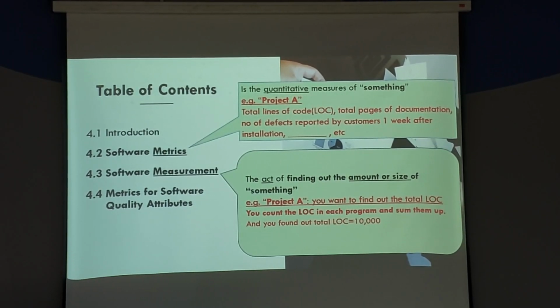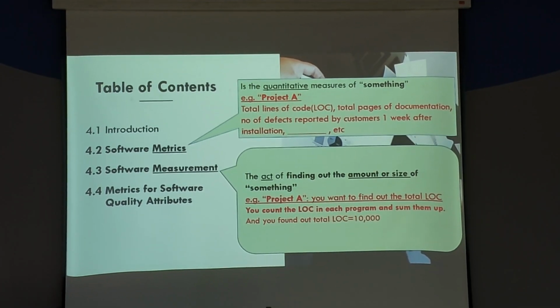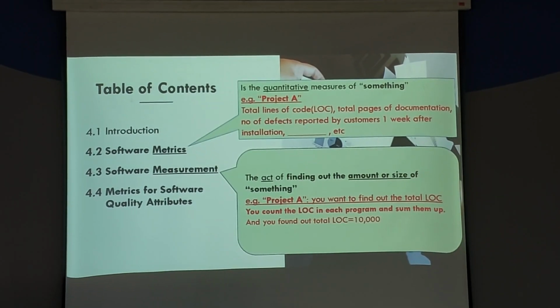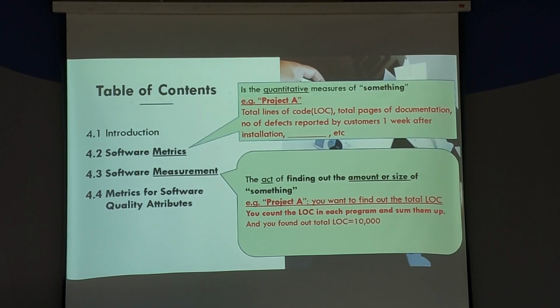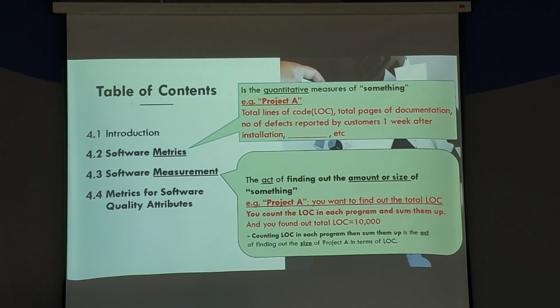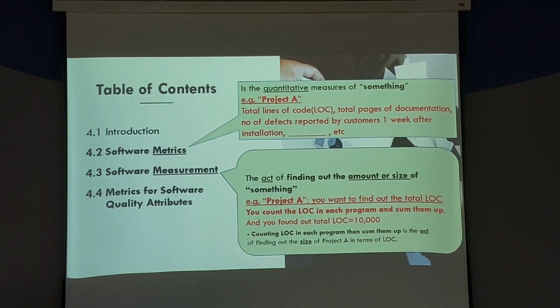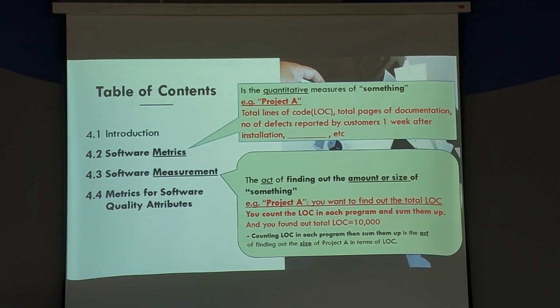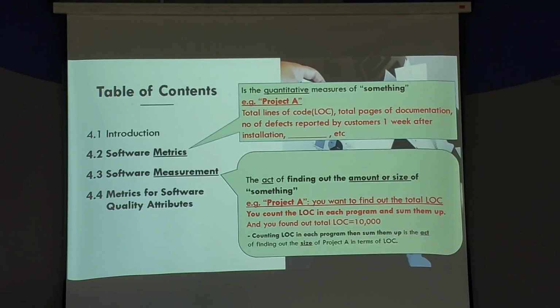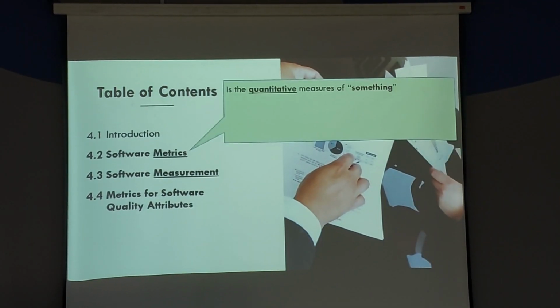So you have an idea what is metrics and what is measurement. You have to understand these two terms, if not you will be confused. So counting lines of code in each program, then summing them up is the act of finding out the size of project A in terms of lines of code. Okay, so repeat.